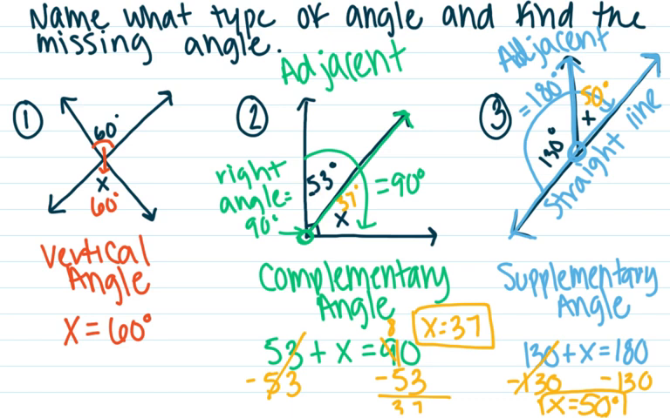All right, guys, I hope that this helped explain the 5 or 6 different types of angles that we're going to be talking about here in this lesson, and how you can use them to actually find missing angles in different situations.